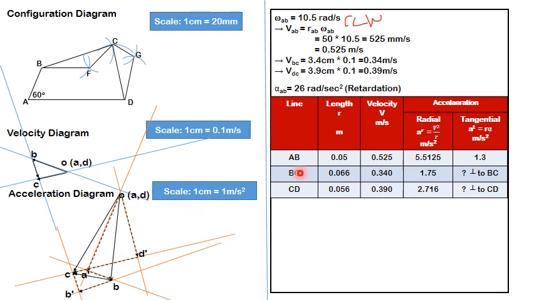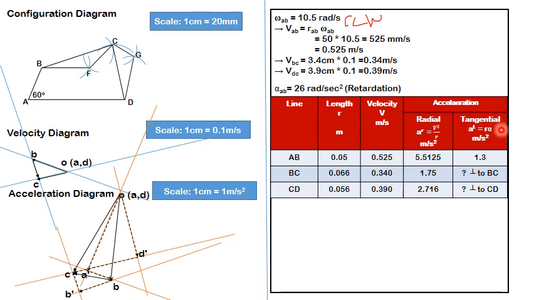Now, the things which have been asked are alpha BC and alpha CD, and if I have to calculate alpha BC and alpha CD, I need to know this one, and from the acceleration diagram we already calculated them. This B dash C and D dash C are the values which should be written here. Actually, initially they were unknowns, but once we completed the acceleration diagram, we found them. Those values can be used to find out the alpha.